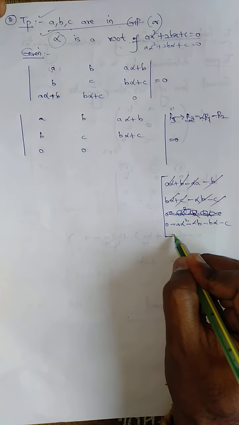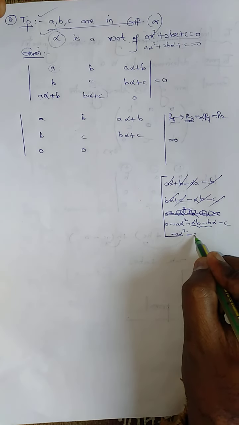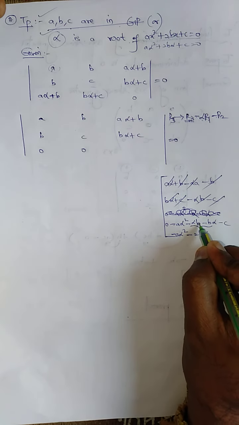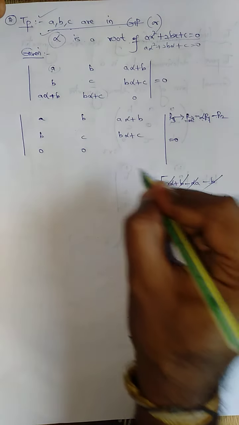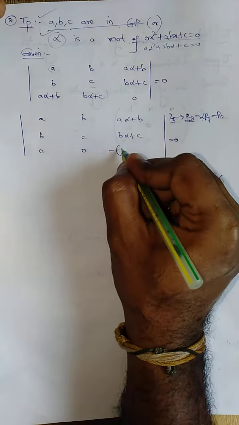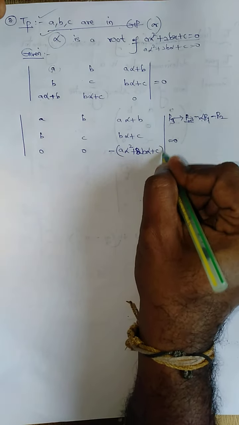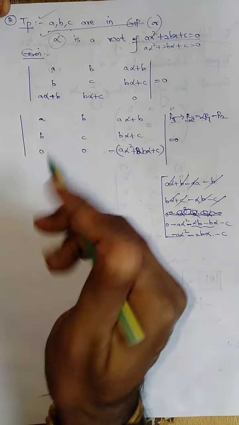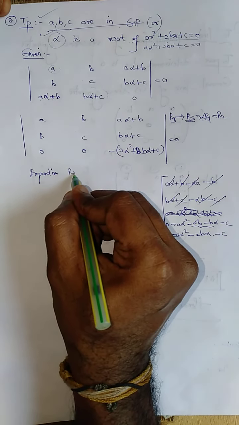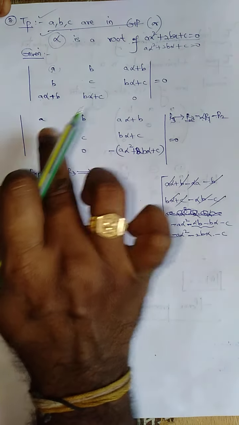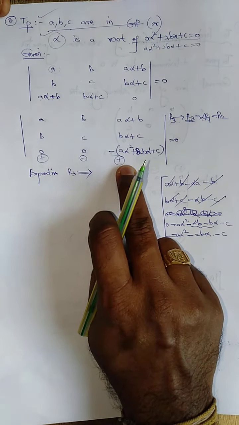Before taking minus outside, I can write minus A alpha square, minus alpha B minus B alpha becomes minus 2B alpha, minus C. This one I can write by taking minus outside: A alpha square plus 2B alpha plus C is equal to 0. So I am going to expand R3.